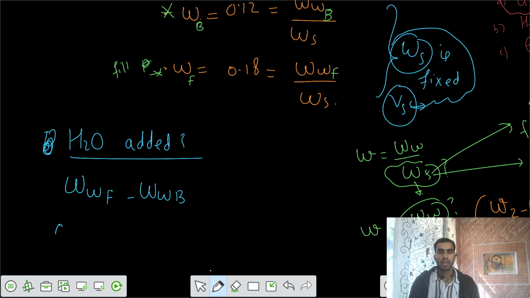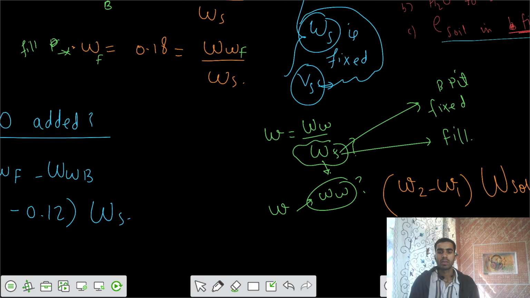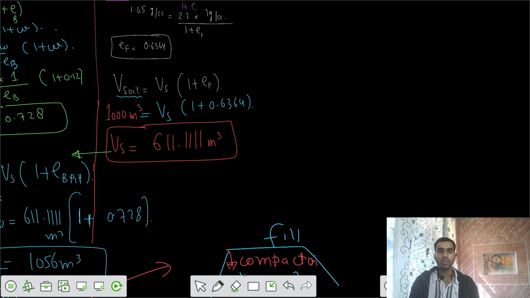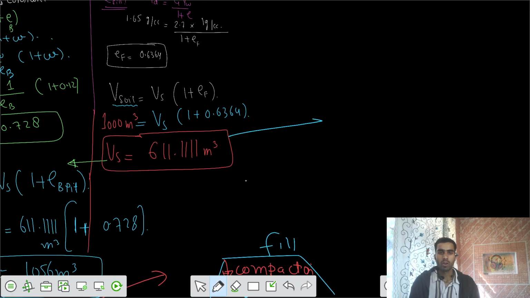So I would say that is 0.18 minus 0.12 times the weight of solids. Now we need to first calculate the weight of solids. What's the weight of solids? If I know the volume of solids, can I calculate the weight of solids?